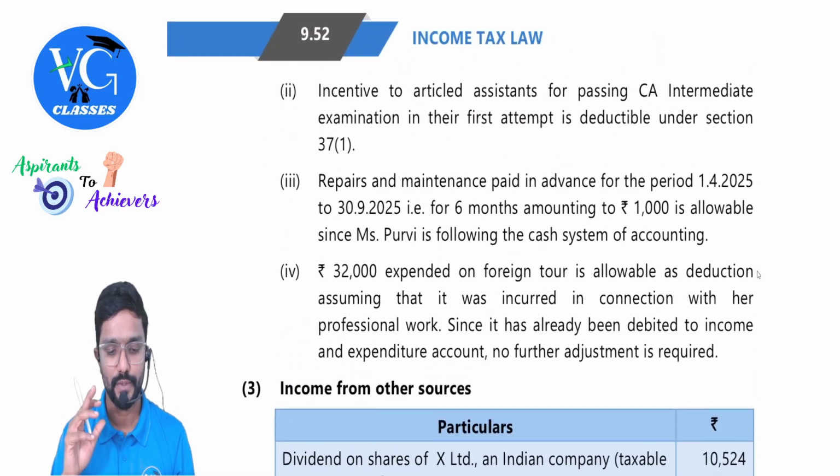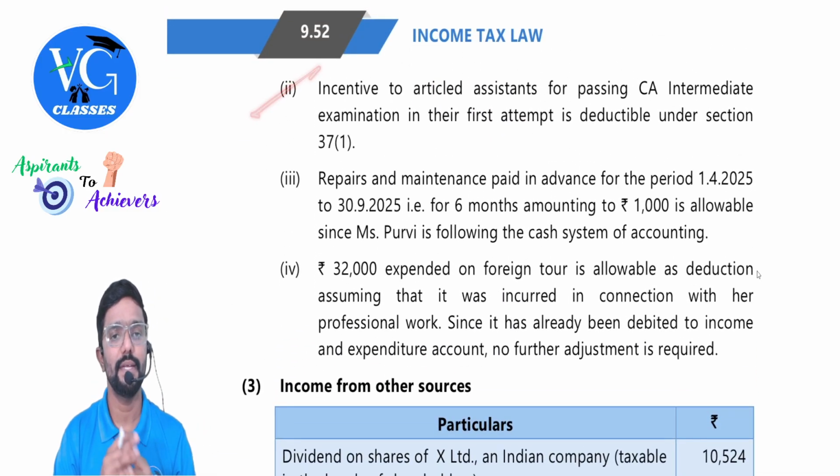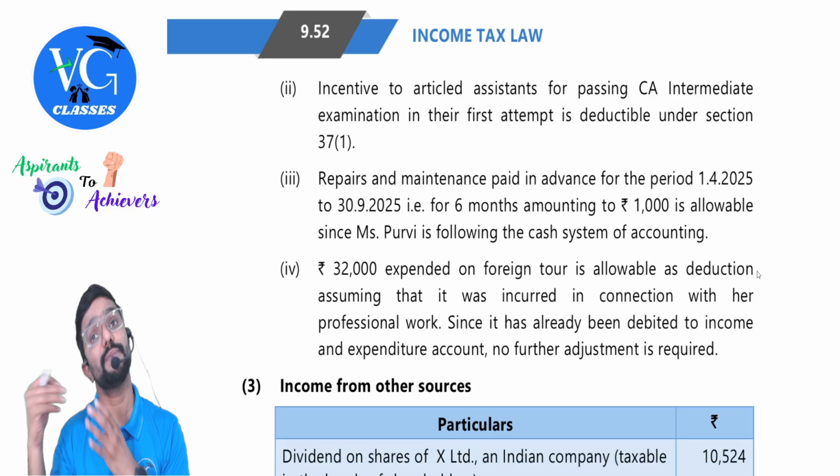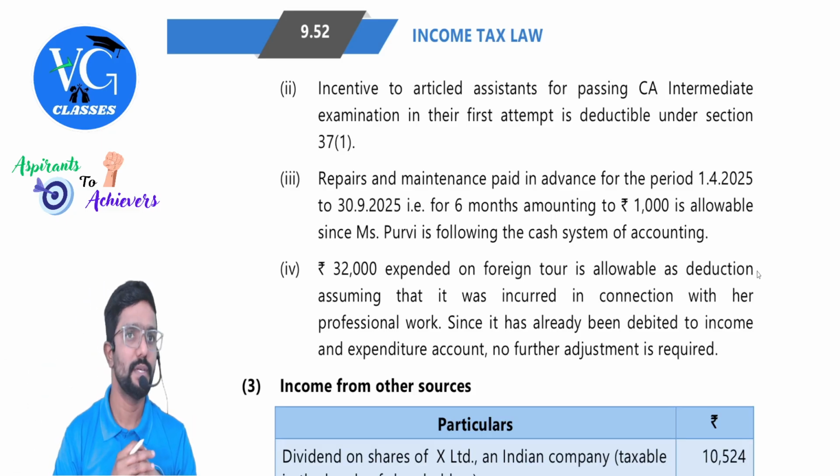9,20,200 guys. So you can see some more notes they have given. Incentive to article assistant for passing CA intermediate exam is allowed as an expenditure. Then repairs and maintenance, I already told you. As they are following cash basis, even though it is paid for 6 months of next year, still allowed on cash basis.